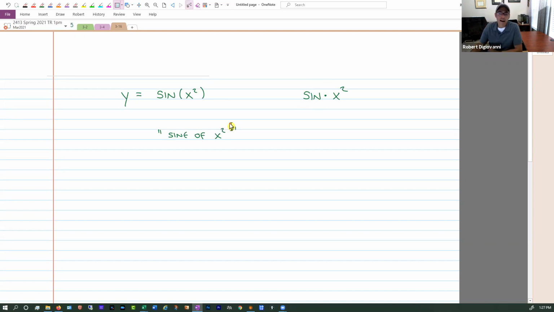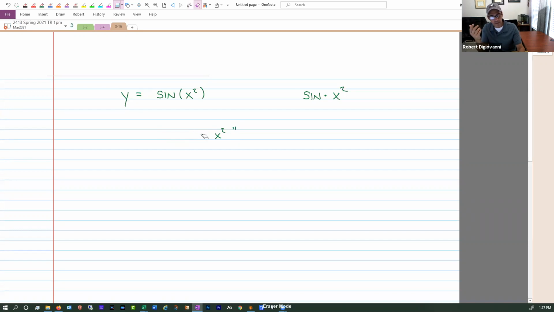So we don't have multiplication here. What we have is what's referred to as composition. This is a function that is inside of another function. Do y'all see that? The x squared function is inside of the sine function.